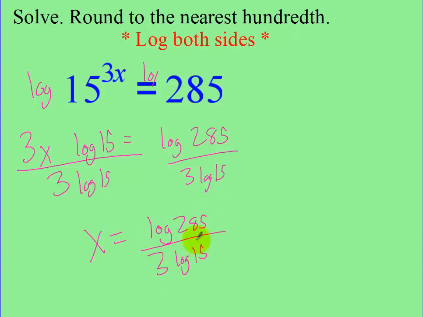And yep, you have to plug that into a calculator as well. So log of 285 divided by, make sure it's order of operations here, 3 times log of 15 on the bottom. And what you'll get is approximately 0.70 right there. That's rounded to the nearest hundredth.